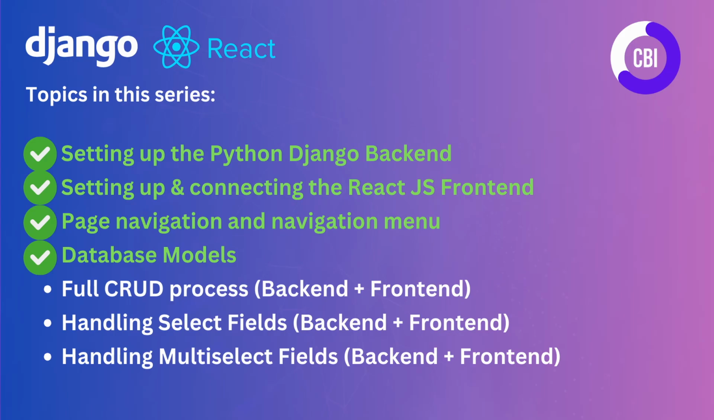In this video, I showed you how you can create an API in your Django backend by using Django Rest Framework. In the next video, we're going to continue and I'm going to show you how you can consume this data from the Django backend API inside of the React.js frontend. And after that, we can continue and create the full CRUD process.